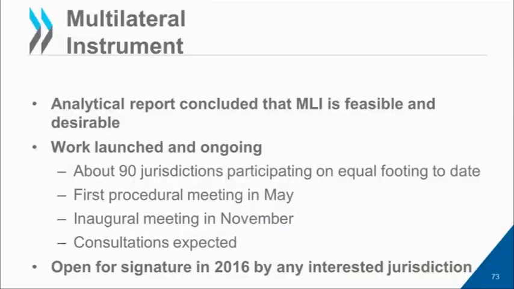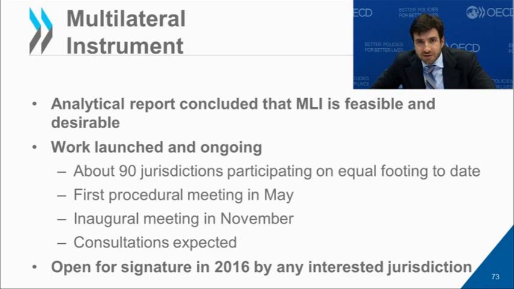There was a report which concluded that using a multilateral instrument to implement the BEPS treaty measures is feasible and desirable. We're talking about Action 2 on hybrid entities, Action 6 on treaty abuse, Action 7 on permanent establishment, Action 14 on dispute resolution. This is all being done.